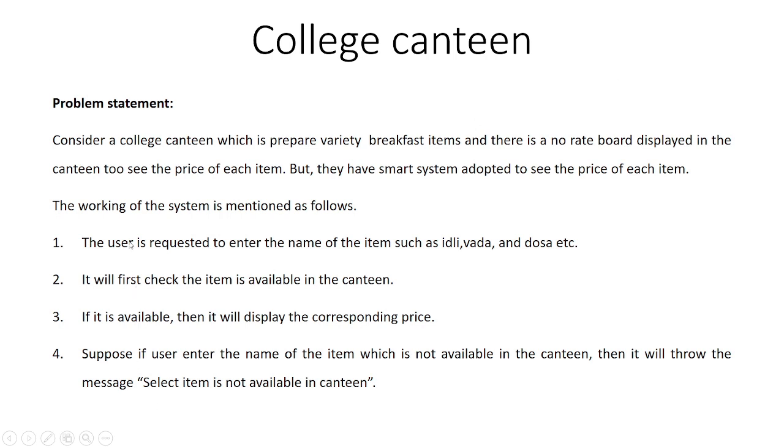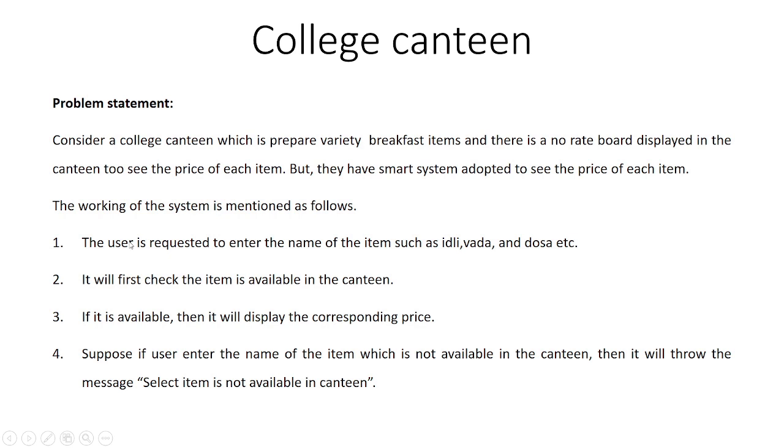So consider a college canteen which is preparing a variety of breakfast items for you, and there is no rate board displayed in the canteen to see the price of each item. But they have implemented a smart system to see the price of each item. Whoever comes to the canteen doesn't have any board to see the price of each item and what items are available in the canteen. So they have adopted a smart system.